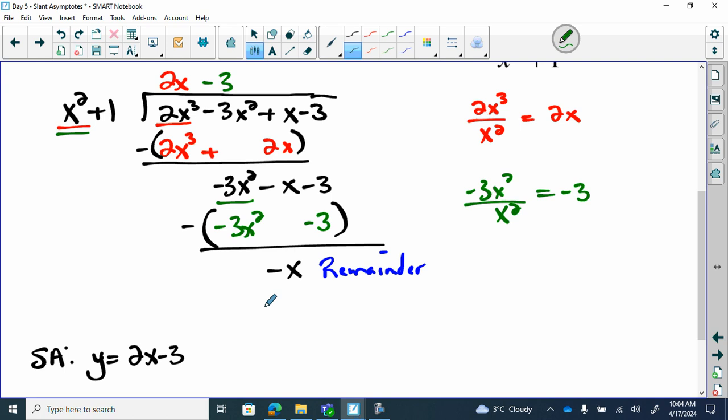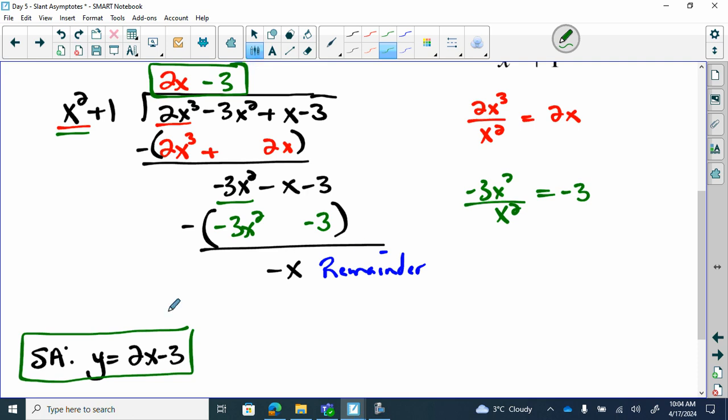Okay? You ignore the remainder. That's right. This is your slant asymptote, because that's what's left on top here. That's what I found using the division. So whatever's left on top, that's your answer. Cool?